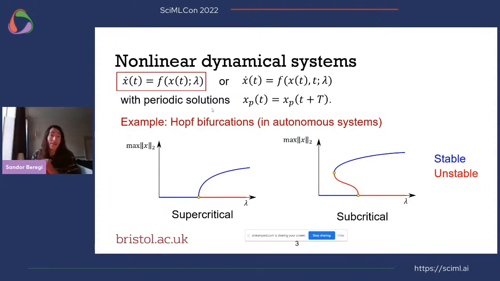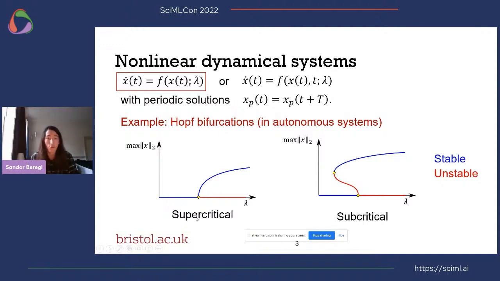I'm considering here ordinary differential equations, but one can also study more complex or more exotic types of differential equations, and the equations can be either autonomous or non-autonomous if we have an explicit time dependence in the equations. The important point is that the focus of my investigations is on systems which have periodic solutions, and one very common example is the Hopf bifurcation, which is a feature in autonomous differential equations.